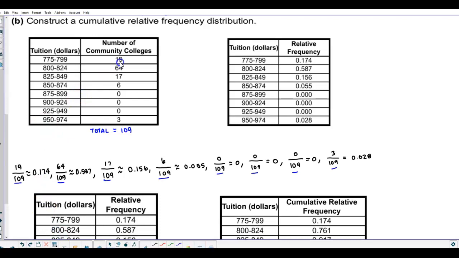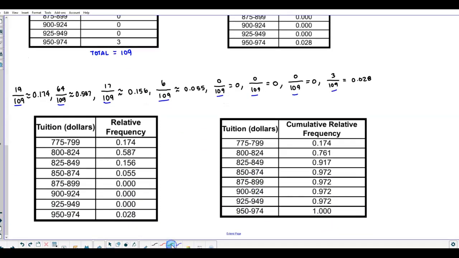So there's your total. We're taking the frequency 19 divided by 109, which gives us 0.174, 64 over 109, which gives you 0.587, 17 over 109, which gives you 0.156, 6 over 109 gives you 0.055, and so on. So we created a relative frequency. Now we want to create a cumulative frequency by doing something similar to the first step.